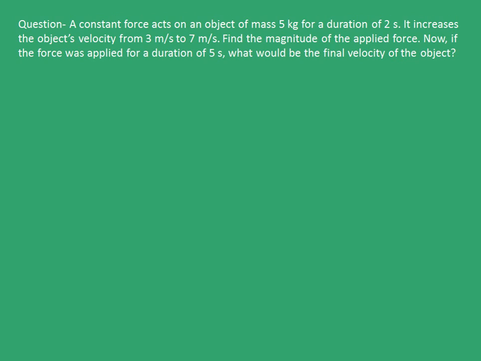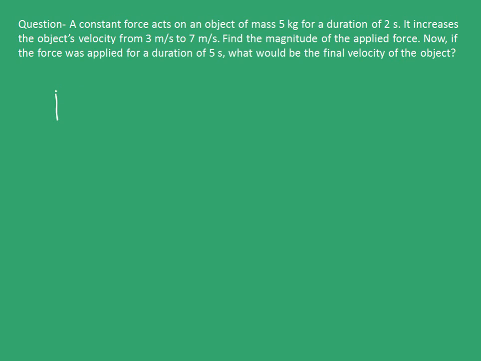Now let us look at a question. A constant force acts on an object of mass 5 kg for a duration of 2 seconds. It increases the object's velocity from 3 meters per second to 7 meters per second. Find the magnitude of the applied force. Now, if the force was applied for a duration of 5 seconds, what would be the final velocity of the object? It is always advisable to depict the question in terms of pictures for better understanding.